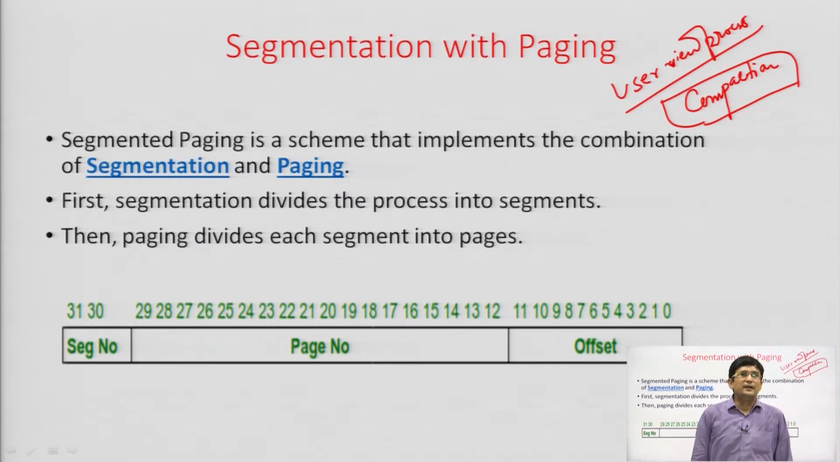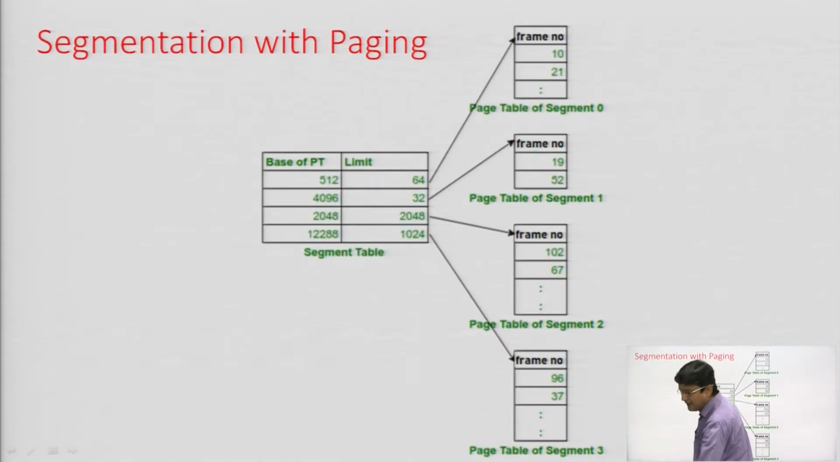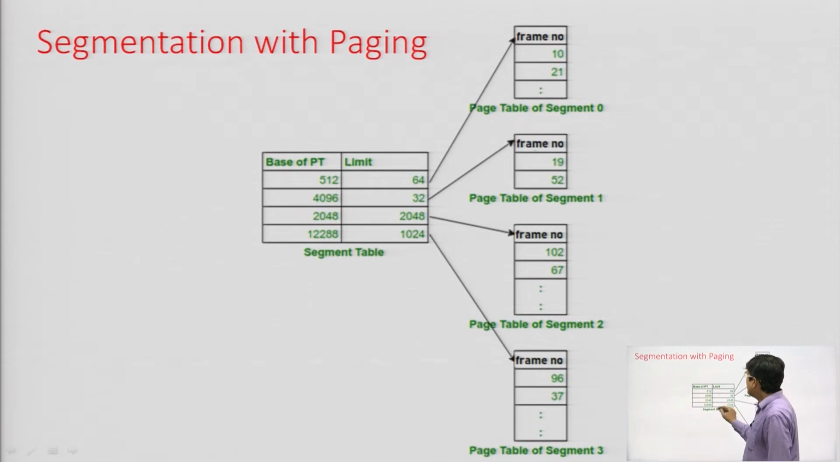So, what we can do is that each of the segments can be divided into pages, and let us maintain a segment table for storing the information about each of the page tables. I repeat what may happen, let us say with the help of the diagram. Let us maintain a segment table. There are 4 segments here, so segment numbers 0, 1, 2 and 3.